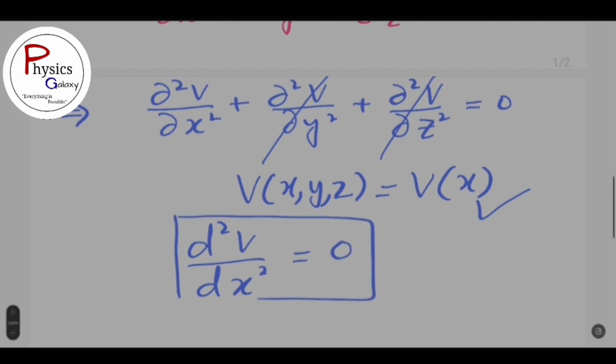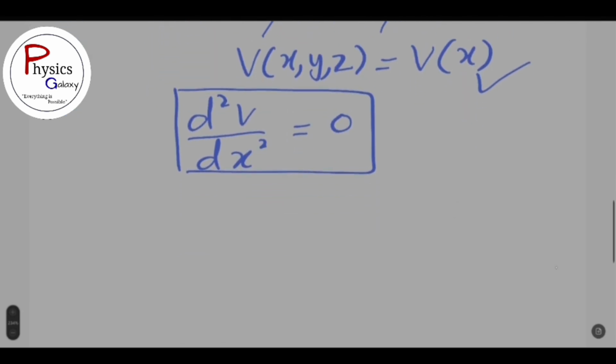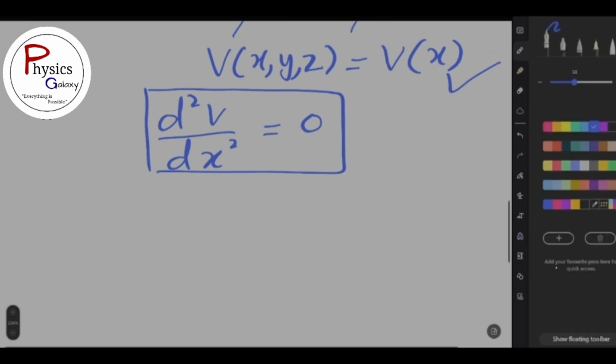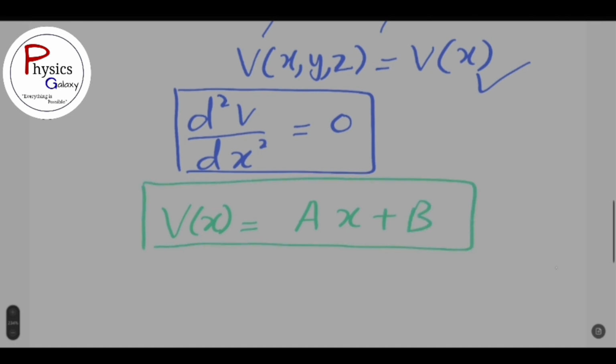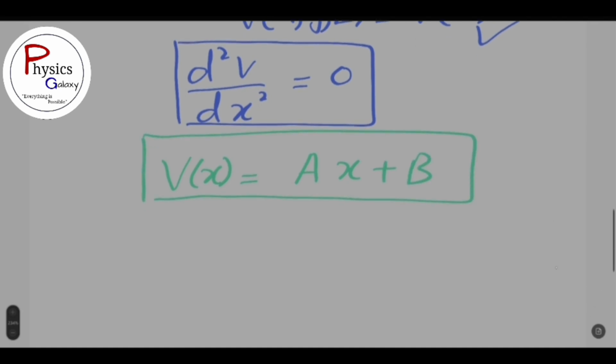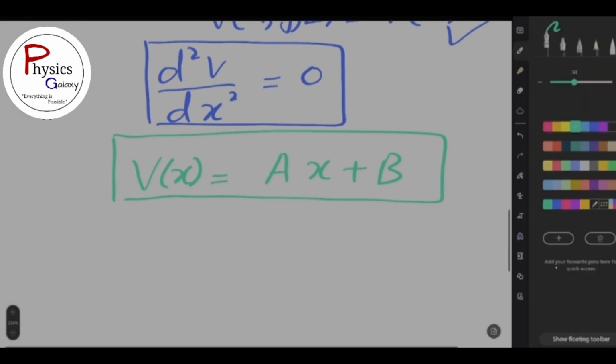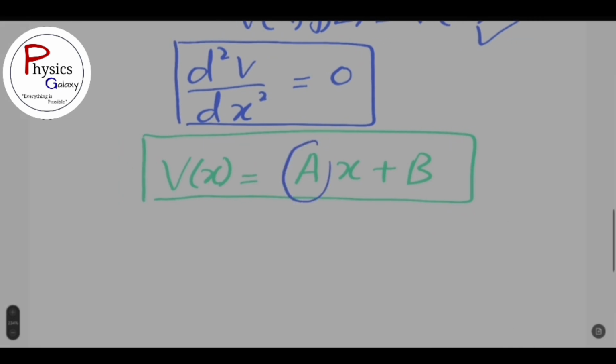Now, what is the solution of this equation? This is a second order differential equation. Its solution is simply given by V of x equals ax plus b. It's linear. This is a solution, but I have two constants here, a and b, which depend upon the problem.